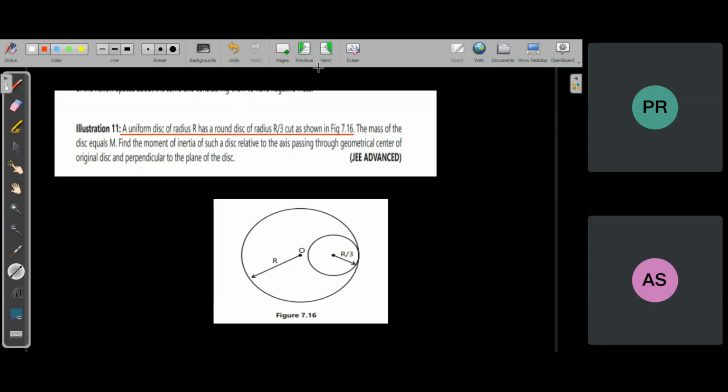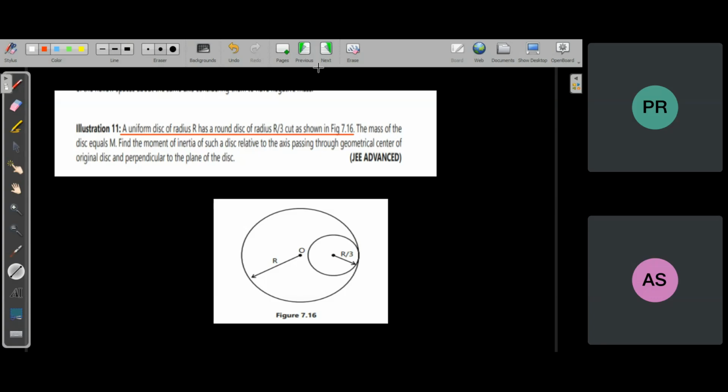So we can find the value of sigma also, like mass per area, and then you can do sigma into area. After that, we can write the moment of inertia, and by substituting the value of sigma, we get the correct moment of inertia. So no need to find the mass.